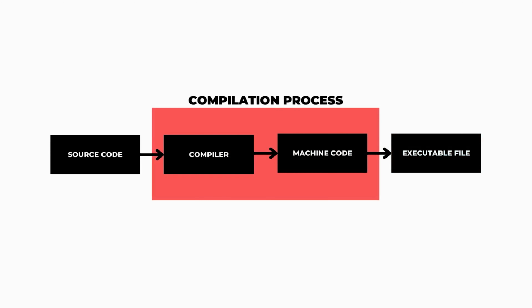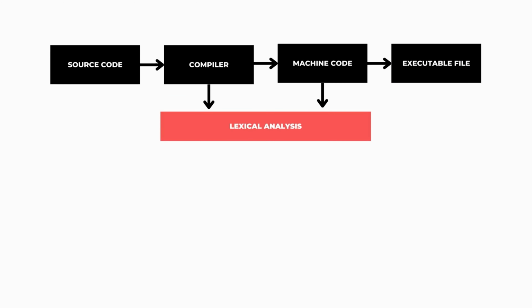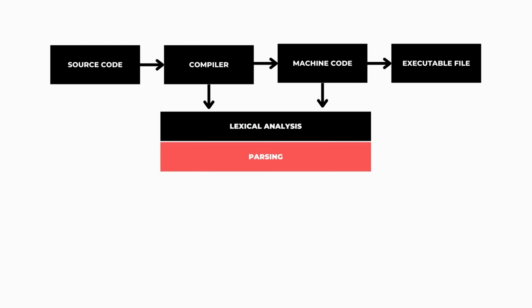The compilation process involves multiple stages. The first stage includes lexical analysis. This stage breaks the source code into tokens, which are the basic building blocks of the programming language. The second stage includes parsing. The parser reads the stream of tokens and checks whether they form valid expressions or statements according to the grammar of the programming language. It then produces an abstract syntax tree, AST, that represents the structure of the program.